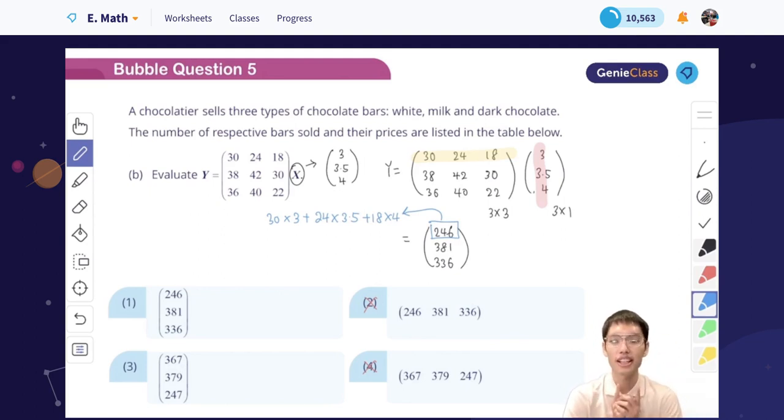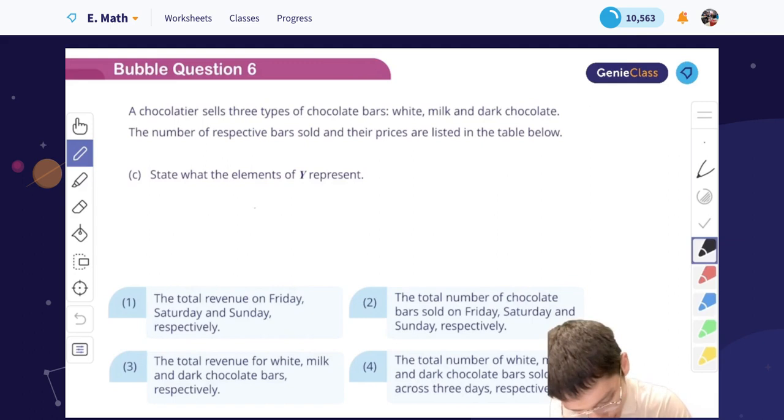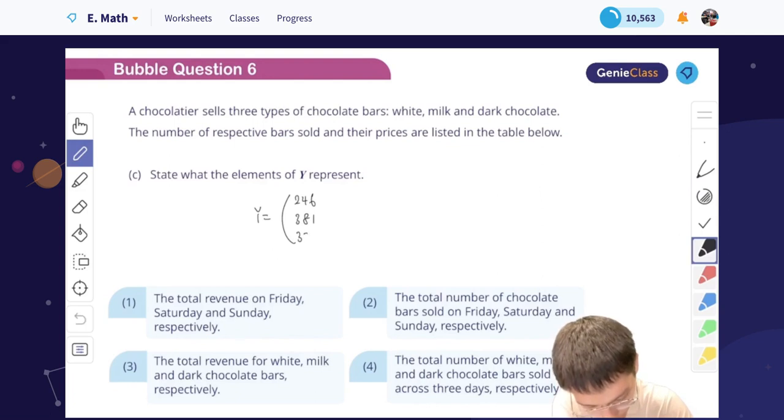Most important. Alright, now, matrix multiply. Look at this matrix that we have. Remember the screenshot I asked you to take. What do the elements of y represent? So remember what we have over here. What are the elements of y? Take note, y is in this case the 246, 381, 336. The previous screenshot will help you.